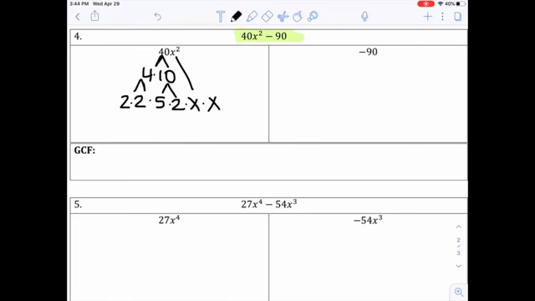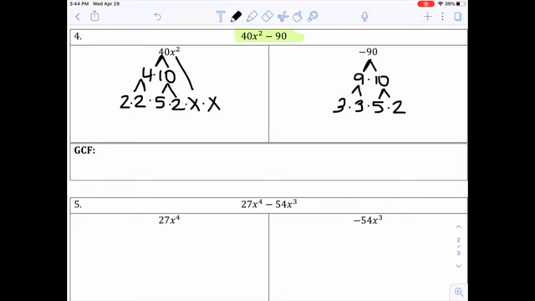Good. Now let's move on to the 90. All right, what makes up 90? Let's try 9 times 10. All right, let's break down these numbers. 9, what times what gives me 9? 3 times 3 gives me 9. And if we break down 10, we get 5 times 2.